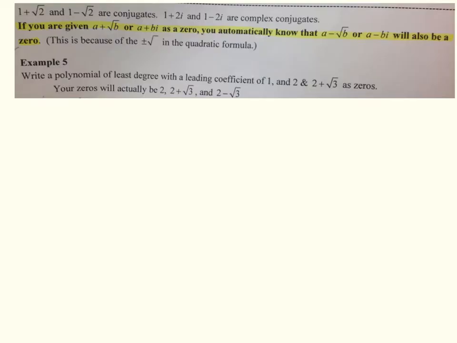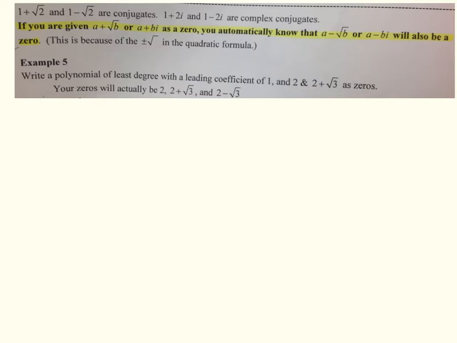All right, now, 1 plus the square root of 2 and 1 minus the square root of 2 are conjugates, and we talked about this before when we were rationalizing denominators. 1 plus 2i and 1 minus 2i are what we call complex conjugates. So, if you are given an a plus square root of b or an a plus bi as a 0, you automatically know that the minus of either of those will also be a 0.